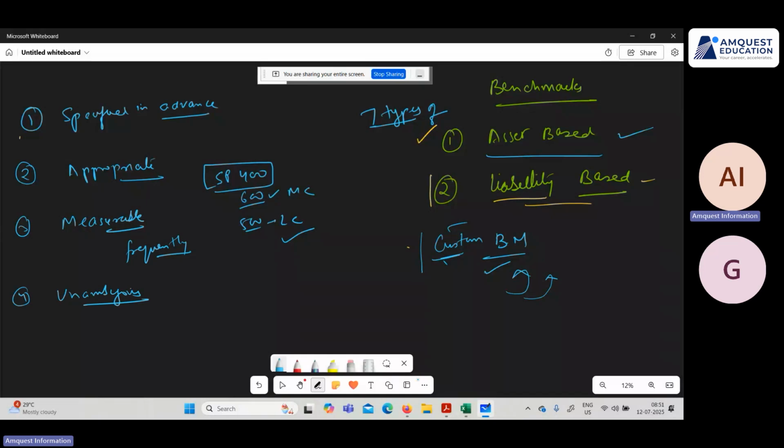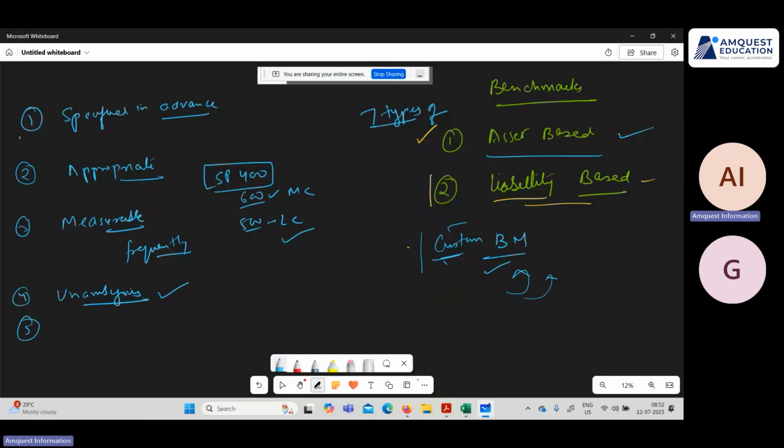Unambiguous, which means the weights of those securities should be clearly defined. It's like this: if you have a Nifty 50, you can open that Nifty 50 composition any day and see which security is in Nifty 50, what is its current weight, what was its weight previously, what is the price. It should be unambiguous.